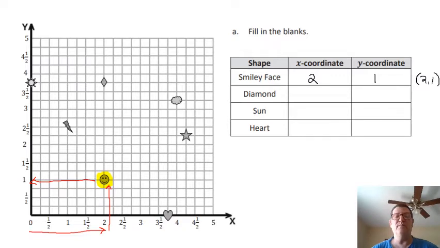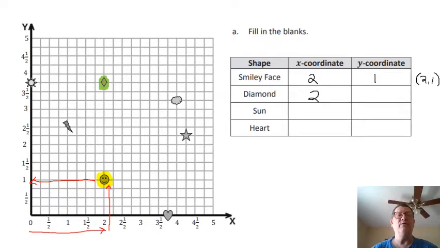All right, let's do a green this time. This time we're looking at the diamond up here, and I'm highlighting it in green. So think for a second, and I want you to try to find the coordinate pair for it. If you want to pause it for a second, go ahead. All right, now I can see that it came across 2, just like our smiley face. So our x coordinate would be 2.